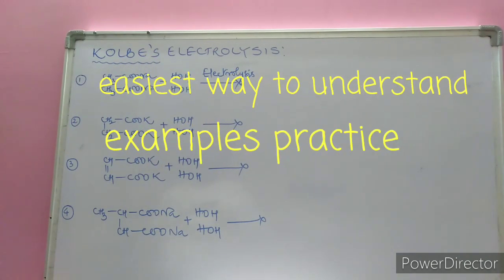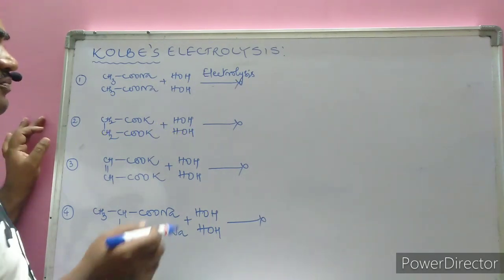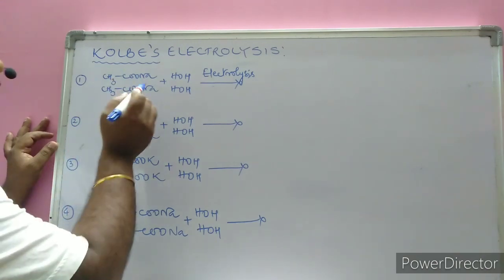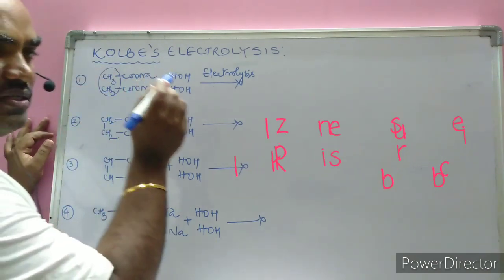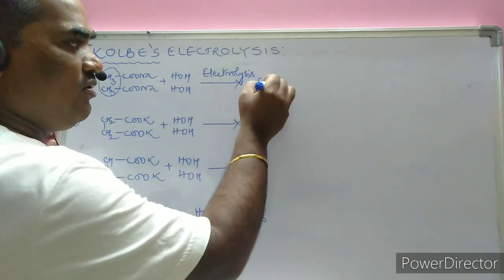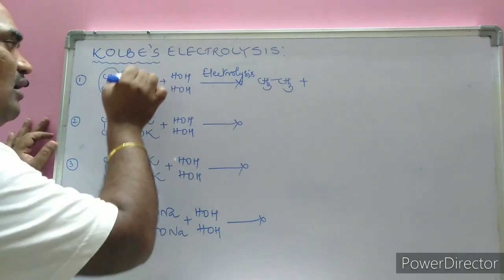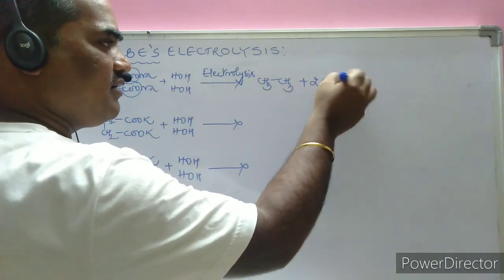Here are some examples which are based on previous examinations. Here, the sodium salt of acetic acid is given. What we need to do here, a new C-C bond is established. This reaction is also an example of new C-C bond formation. The alkane ethane is formed. And here are the two molecules of carbon dioxide gas.